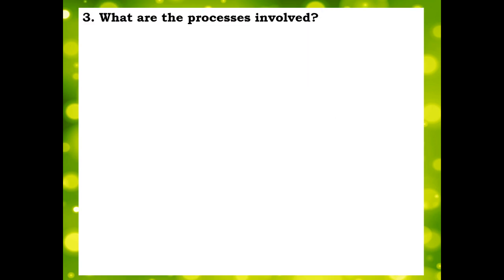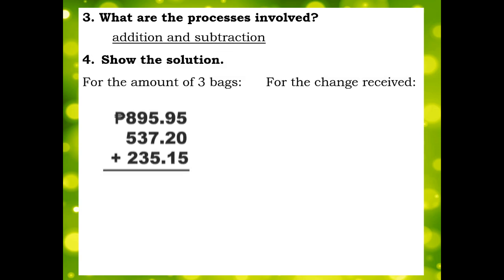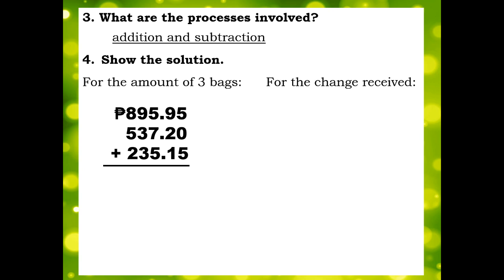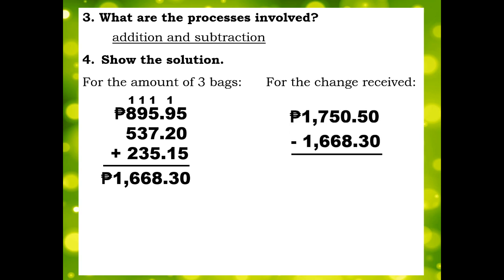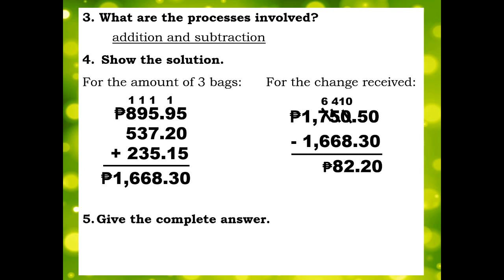For question number 3, the answer is addition and subtraction. And for number 4, show your solution. For the amount of 3 bags, the sum is 1,668 pesos and 30 centavos. For the change received, the difference is 82 pesos and 20 centavos. Lastly, for number 5, the complete answer is Kimberly received a change of 82 pesos and 20 centavos.